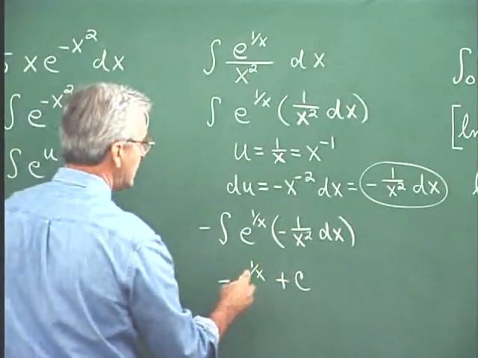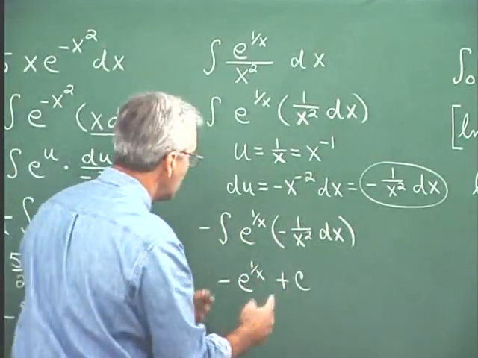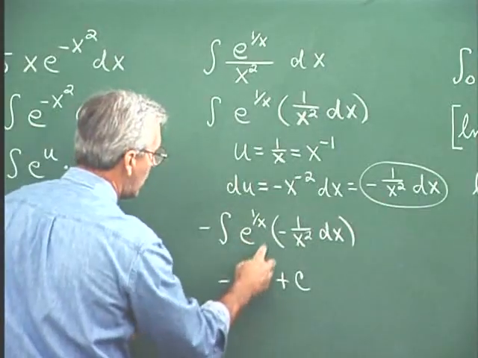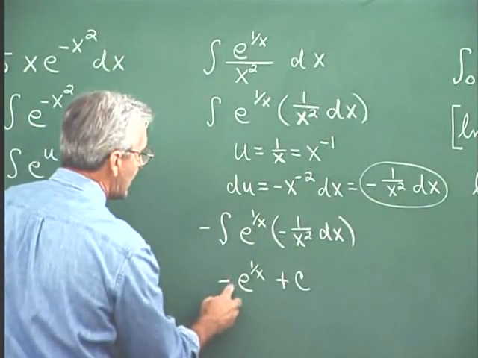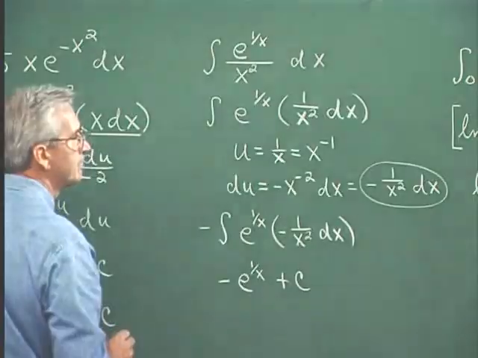We have what we need, so it's e to the u, you see, or e to the 1 over x is the integral here, and we have our negative sign and we have a constant.